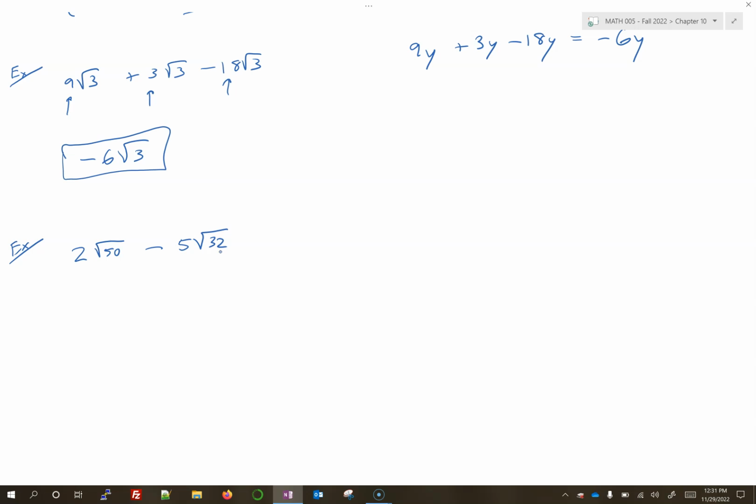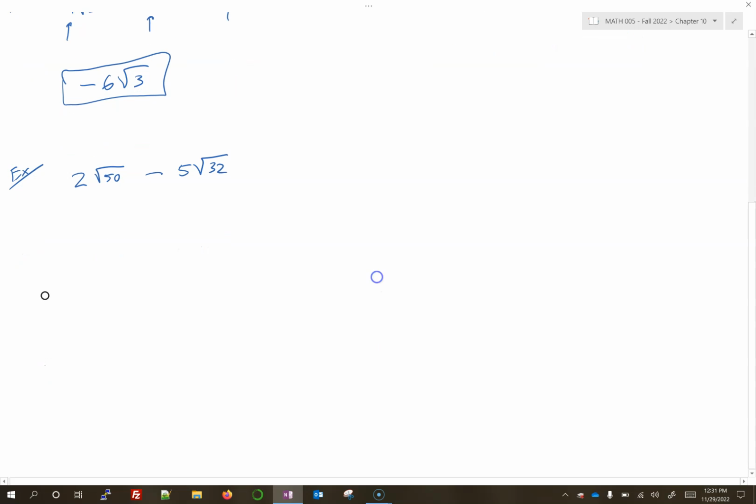So if you remember, this is, again, a Section 10.1 thing. I could break up radicals like this. Remember, a times b underneath the radical is the same thing as the square root of a times the square root of b. So what we try to do with these larger numbers like 50 and 32, we want to try to pull out perfect squares. So for the square root of 50, I would split that into the square root of 25 times the square root of 2. And then for 32, I could do the square root of 16 times the square root of 2.